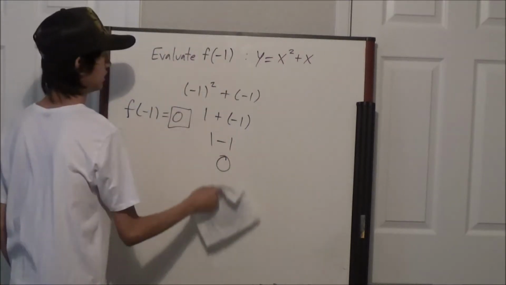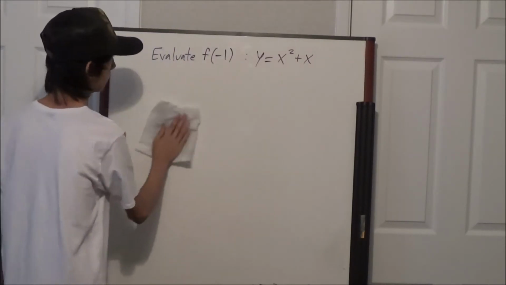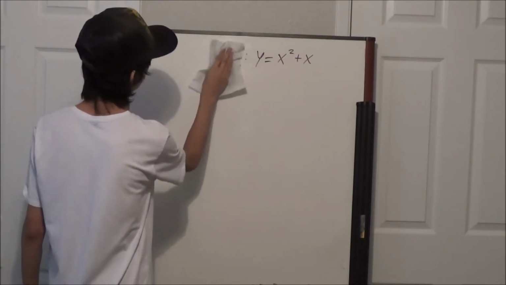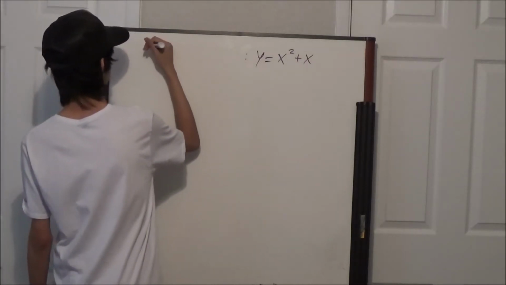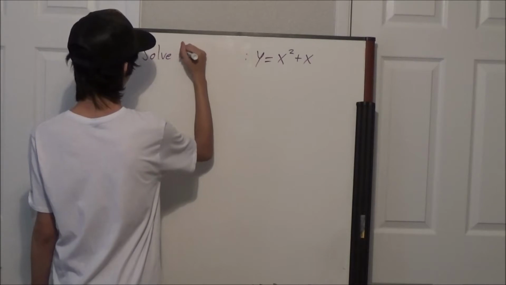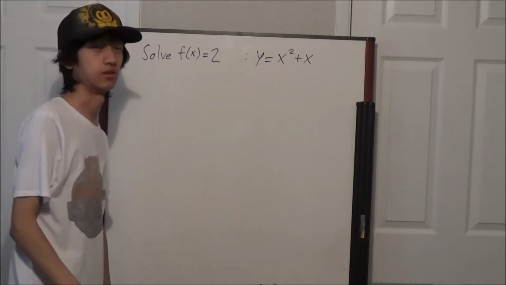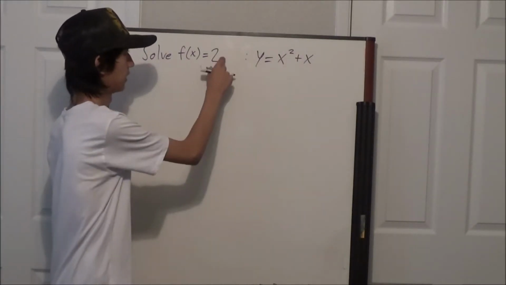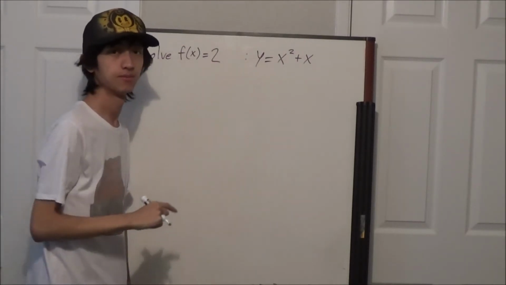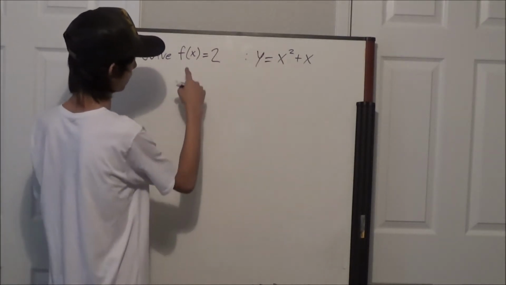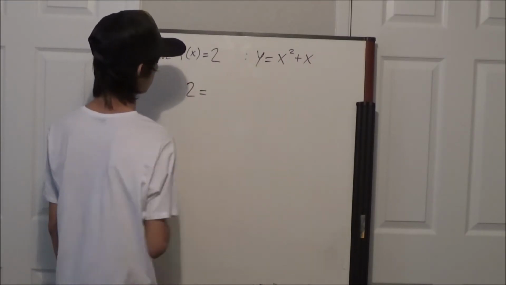Now, I'm going to ask you a different question, with the same function here. What if I asked you to solve f of x when f of x is equal to 2? Now it says f of x equals 2. What this means is you're now solving for x, which means that you're plugging the 2 in for y. So let's solve for x when the function is equal to 2.